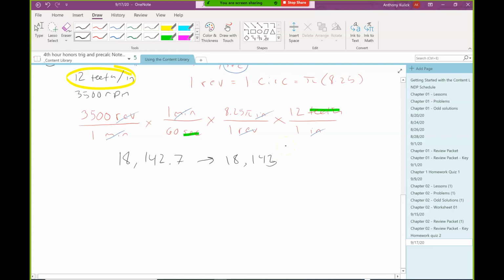Oh no, it's teeth per second, so that's probably fine. If it's a rate, that's not unreasonable.